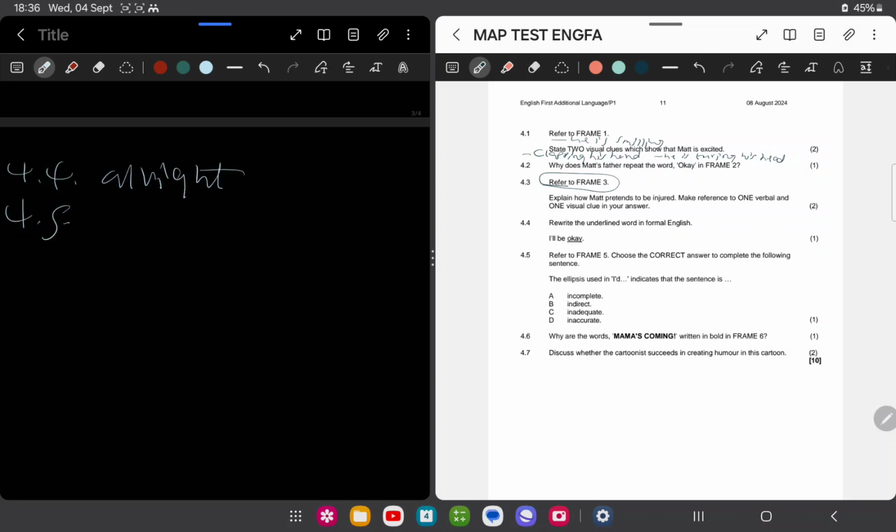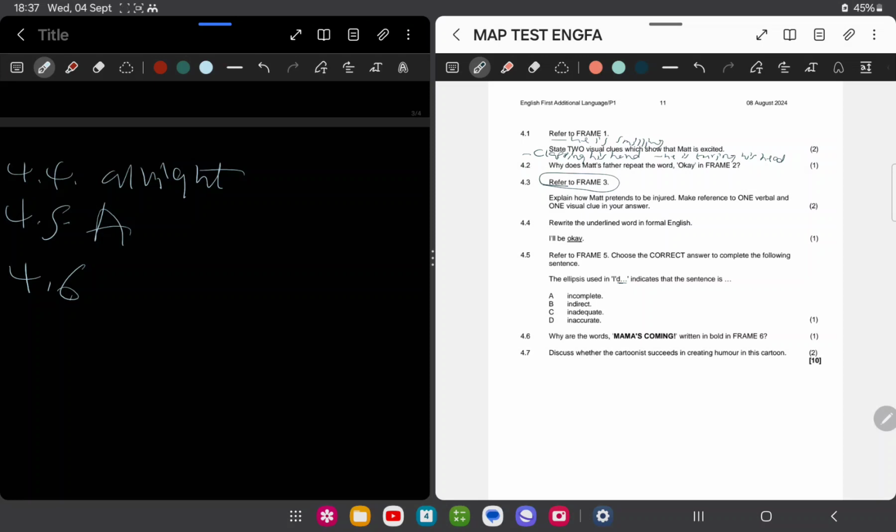Then 4.5. Refer to frame 5. Choose the correct answer to complete the following sentence. The ellipsis, the three dots here, indicates that the sentence is... So to be able to answer this question, you have to be familiar with the punctuation that I talked about. It indicates that the sentence is incomplete. Yes, A.